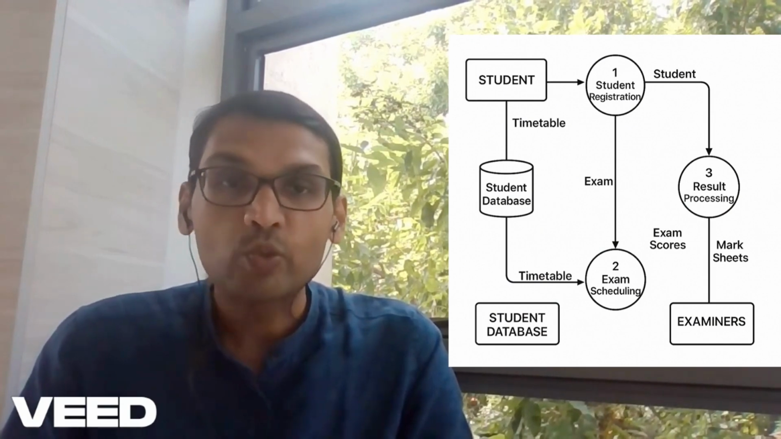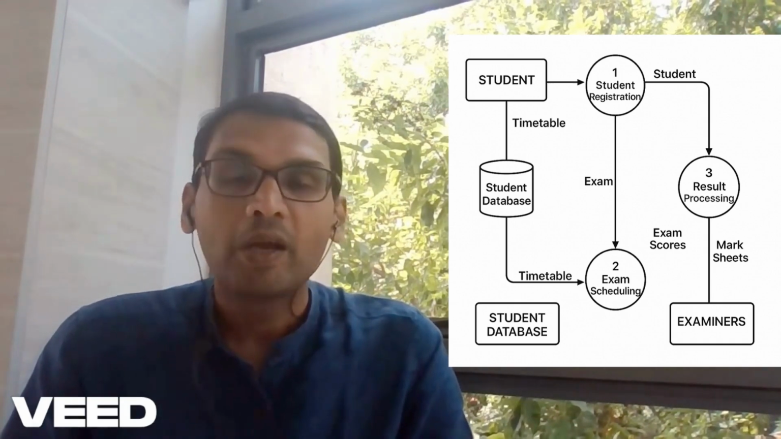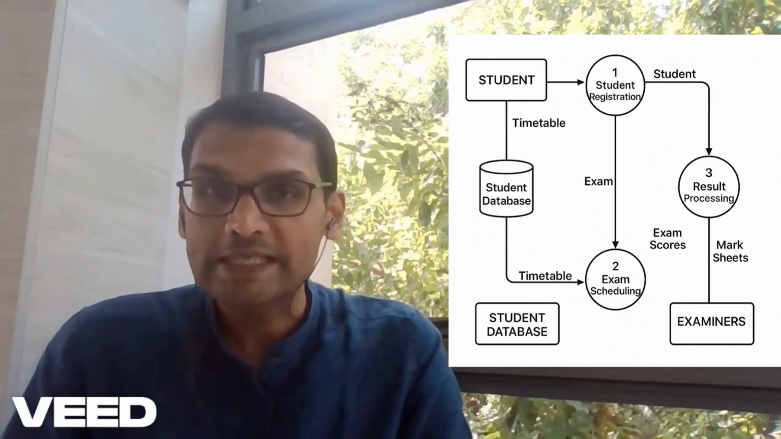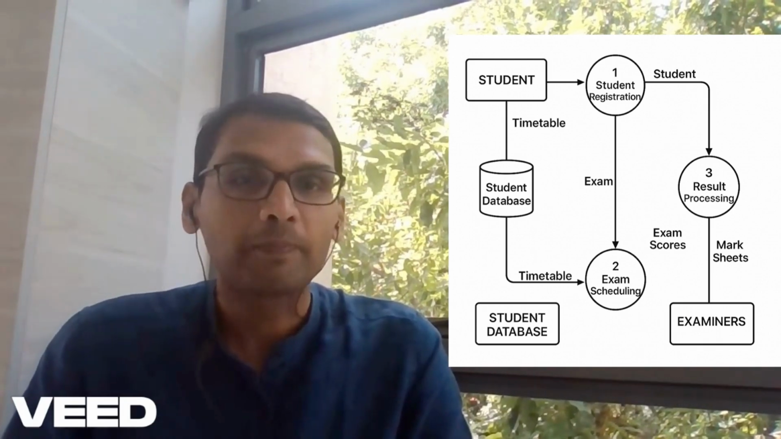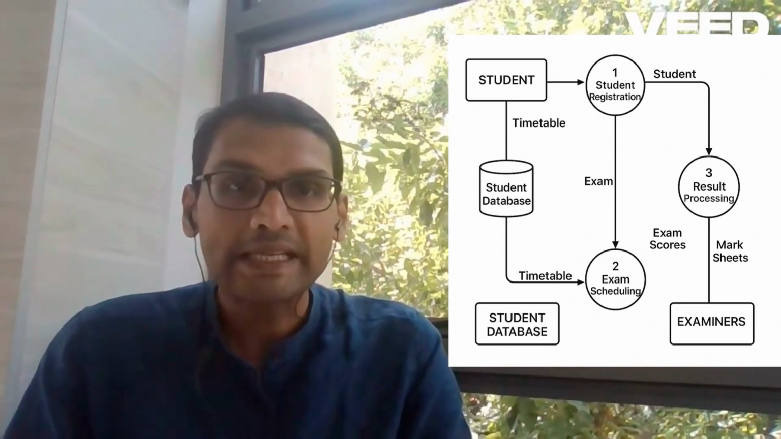Think of a university exam system. Process 1: student registration. It takes in student details, stores them in a database. Process 2: exam scheduling, pulls data from the database, sends timetable to students. And process 3: result processing, inputs exam scores, generates mark sheets, sends them back to students.